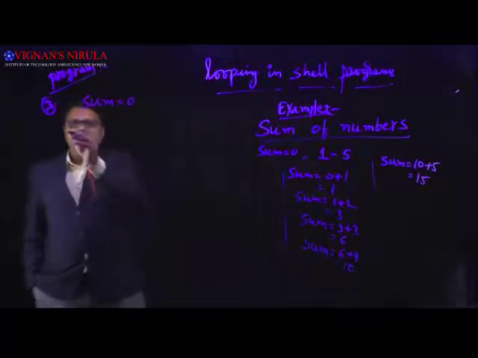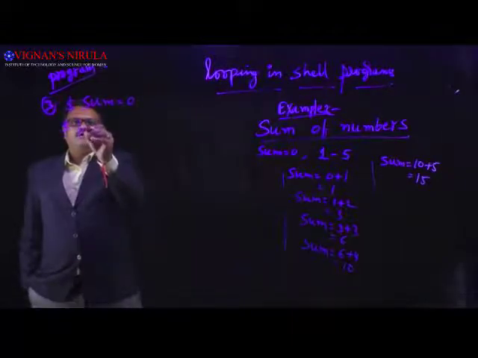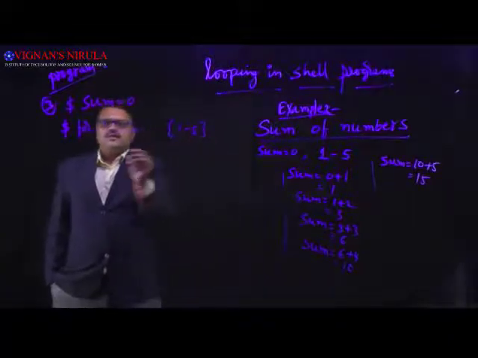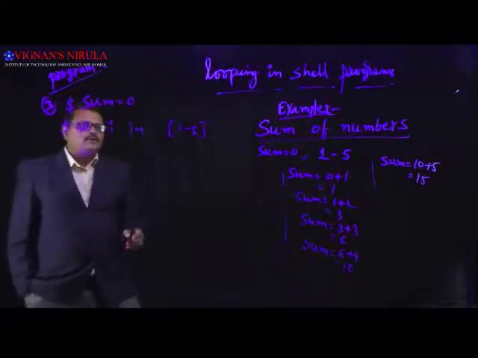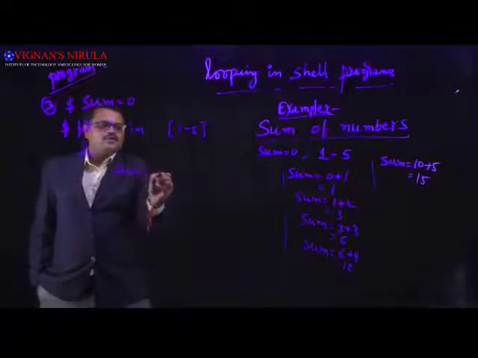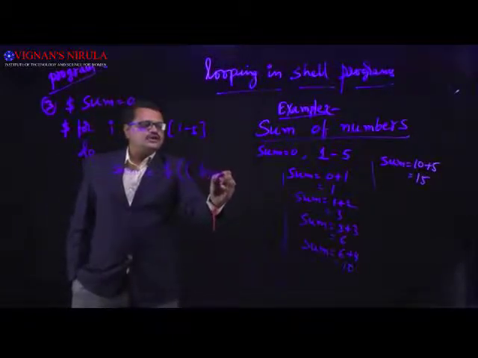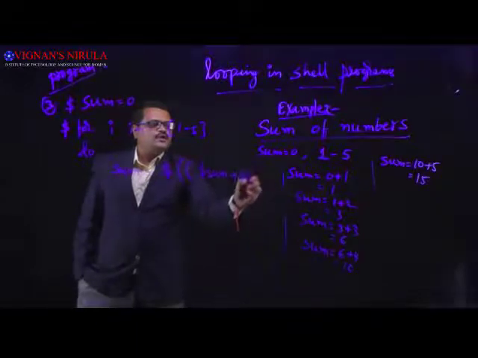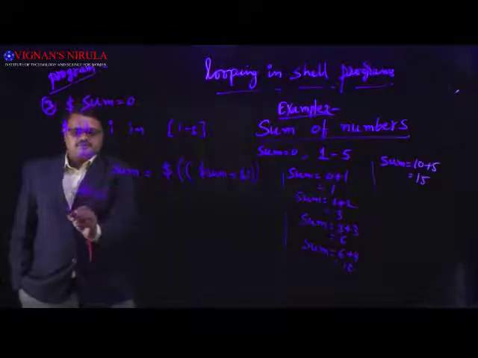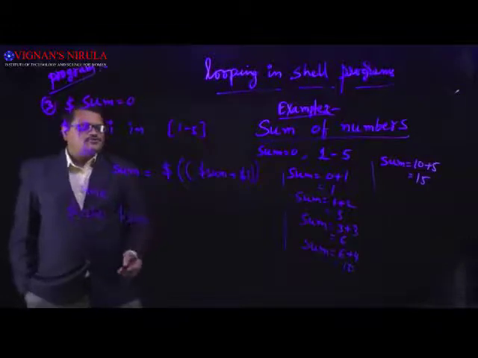So sum initially is 0. Now at the dollar prompt: for I in 1 to 5, do. Now the statement is the same: sum equal to $((sum + I)). Same statement, but we enclose it in double brackets. So that's the difference. Then echo $sum.